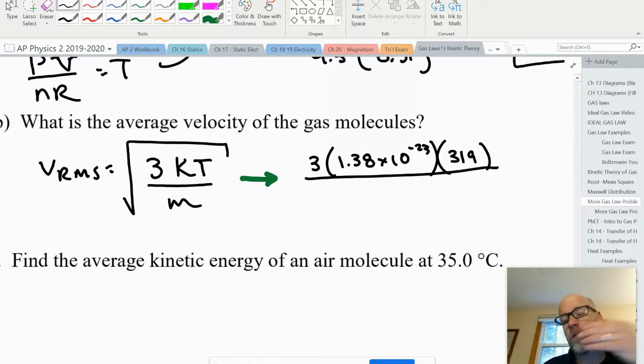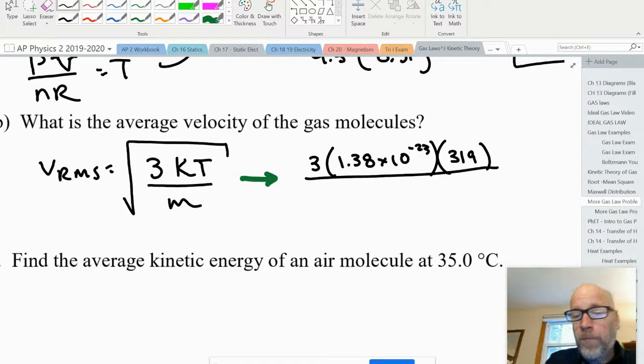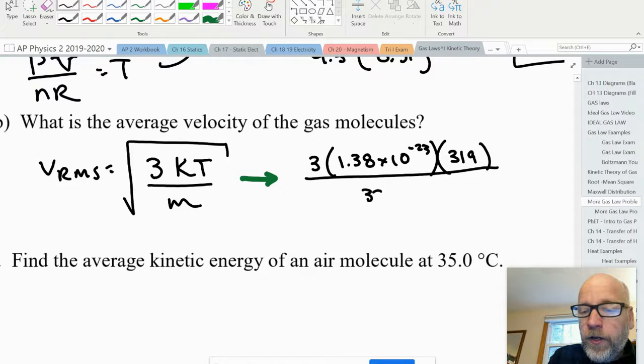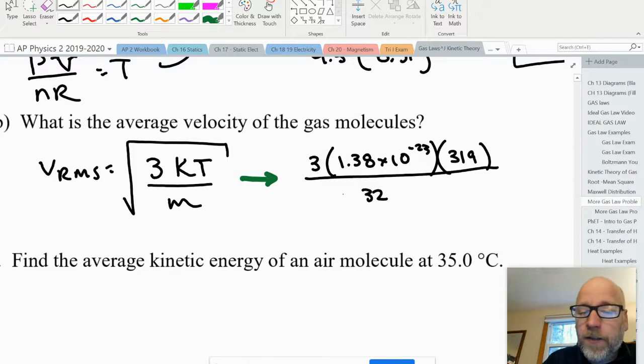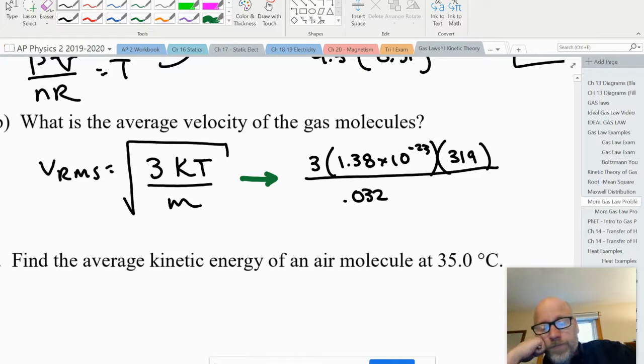divided by the mass. Now, the mass of oxygen, O2, is going to be 32 grams per mole. If I just plug in 32 right here, I'm going to get a ridiculously small number. Ridiculous, right? And gases aren't moving that slow. They're moving hundreds of meters per second, even thousands. So that clearly is wrong. If I make it in kilograms, 0.032, does that do anything for us? No, it's still way too small, right?